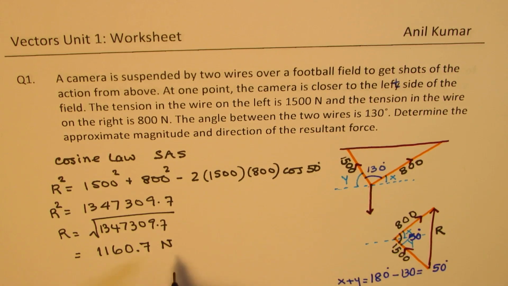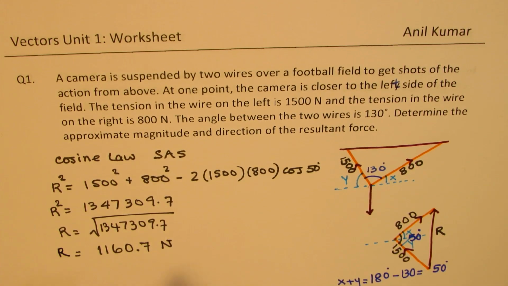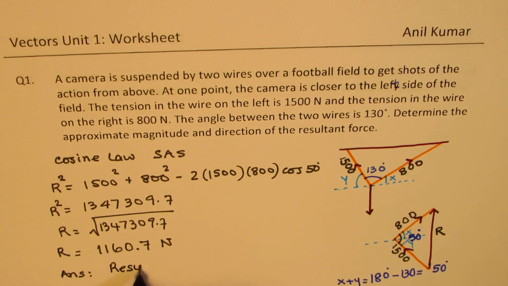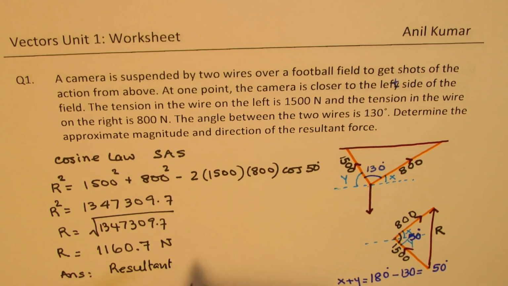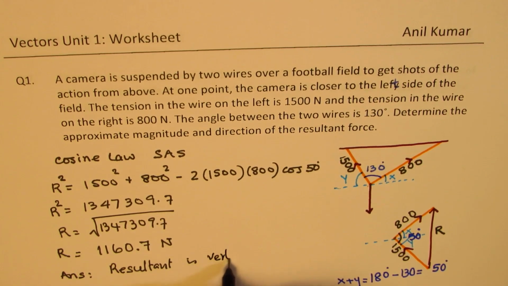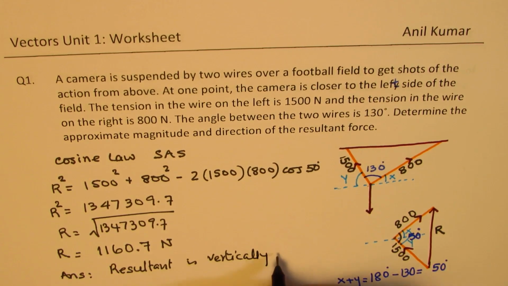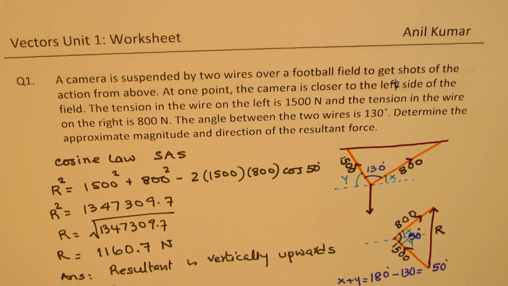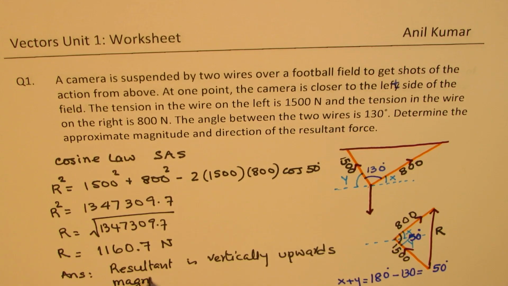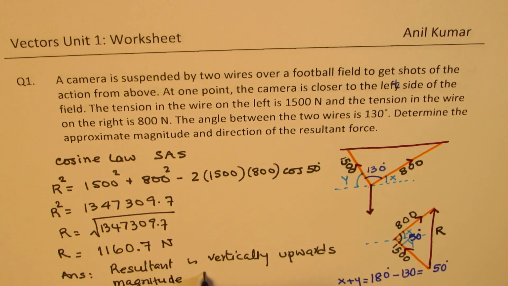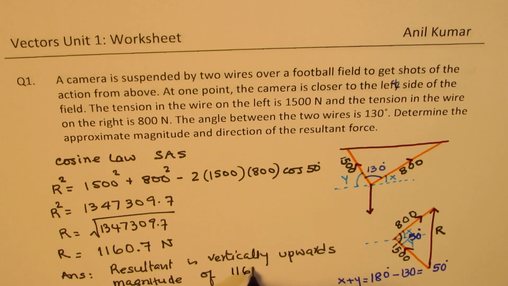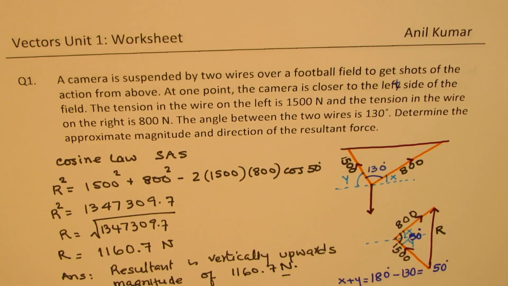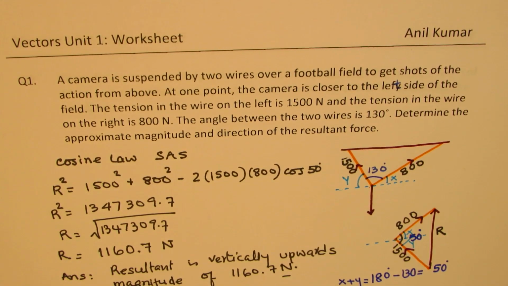Perfect. So we have the magnitude of this resultant force. So we can now write down our answer that the resultant is vertically upwards with magnitude of 1160.7 newtons. Is that clear to you? Perfect. So I hope the solution is absolutely clear.